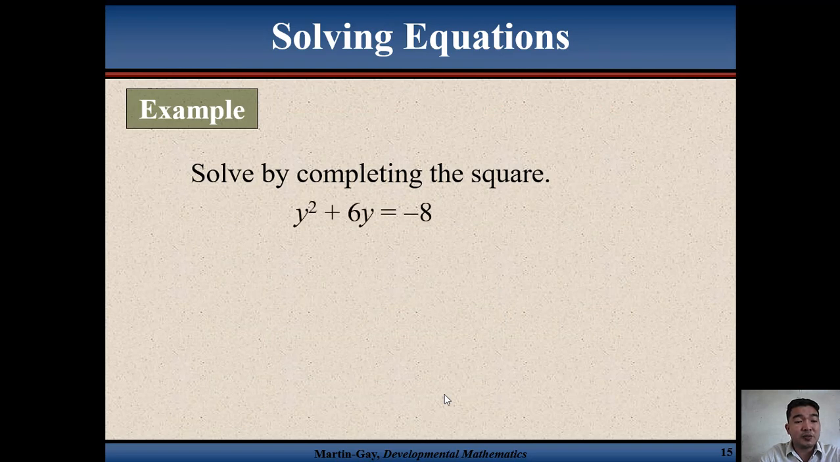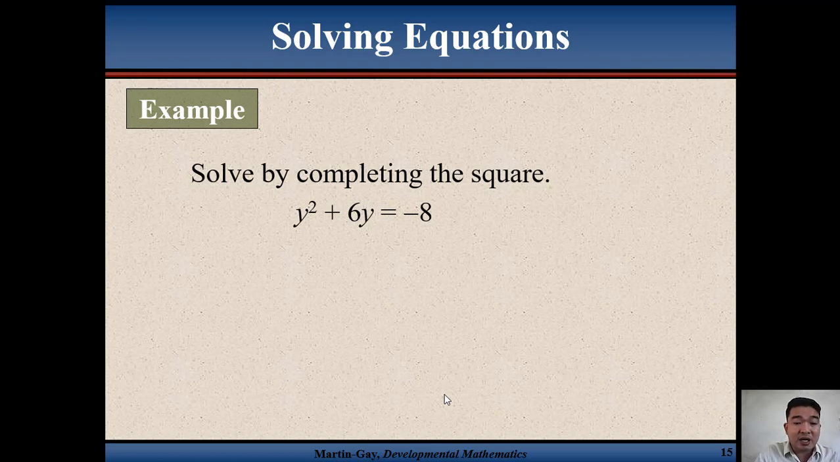Solve by completing the square. We have y squared plus 6y equals -8. In this case, we already have a square term with a numerical coefficient of 1, so we don't have any problem with that. And the variable terms are already isolated at the left side of the equation. The -8 is on the right side because it's a constant, not a variable term.